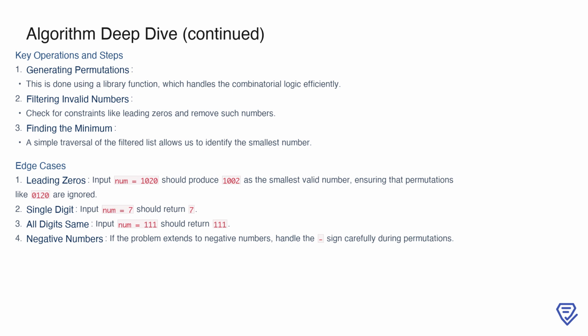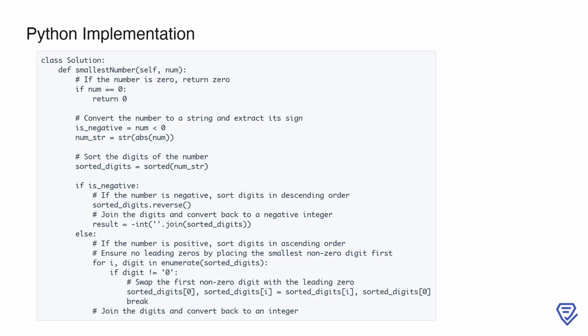maintain correctness. Here, we are implementing a Python solution for the problem of finding the smallest value of a rearranged number. We start by defining a class Solution with a method smallestNumber that takes an integer number as input. First, we handle the special case where the number is 0, in which case we simply return 0. Next, we convert the number to its absolute value as a string, allowing us to work with its digits individually, and we determine whether the original number was negative.